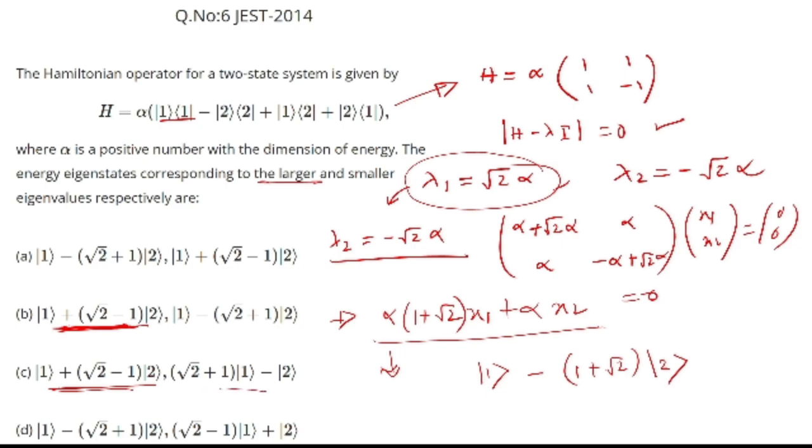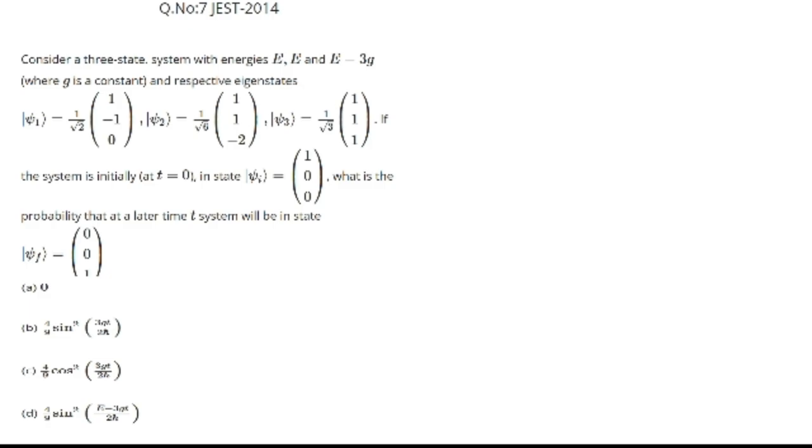So option B will be the correct one. This is 1 minus root 2 plus 1 and get 2, so option B is the correct one. Next, 2014 again.